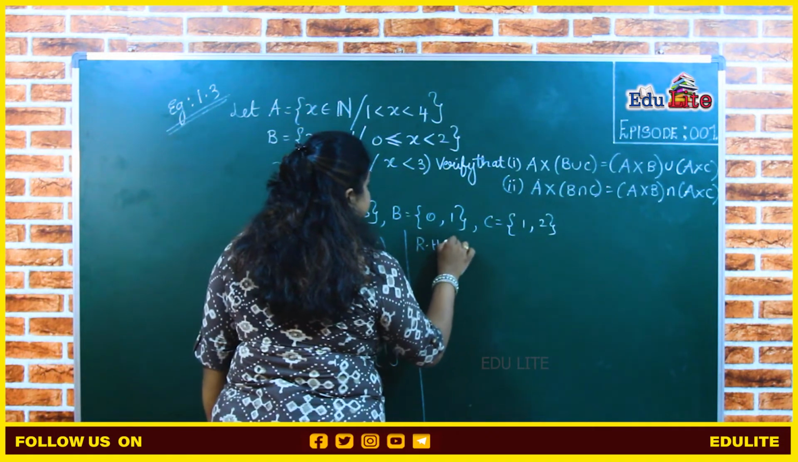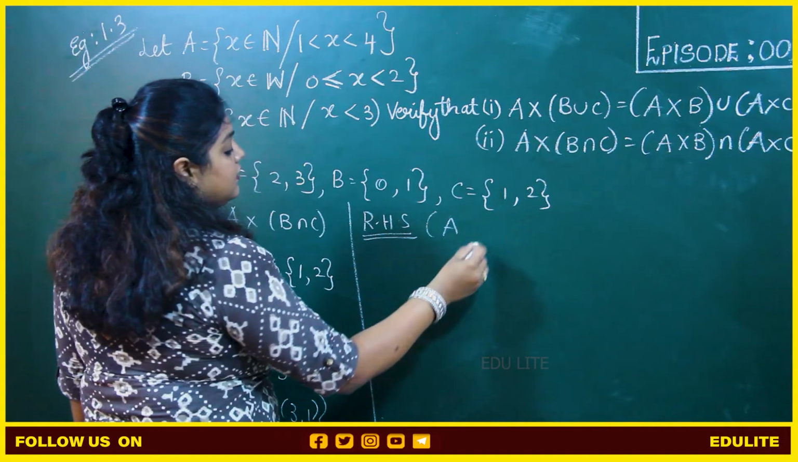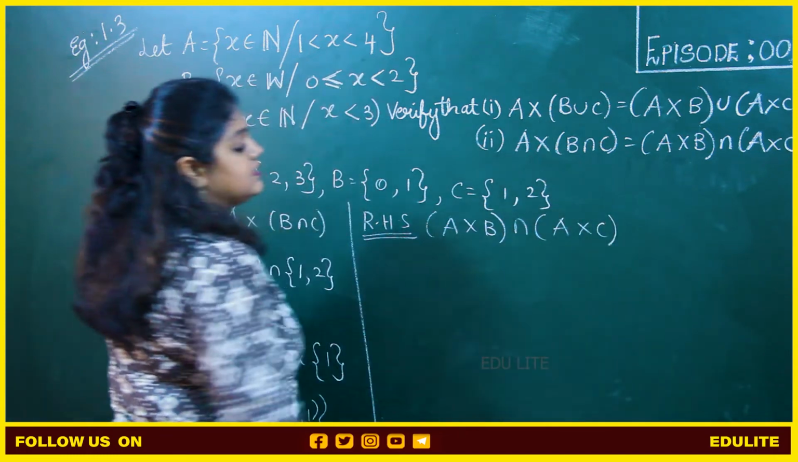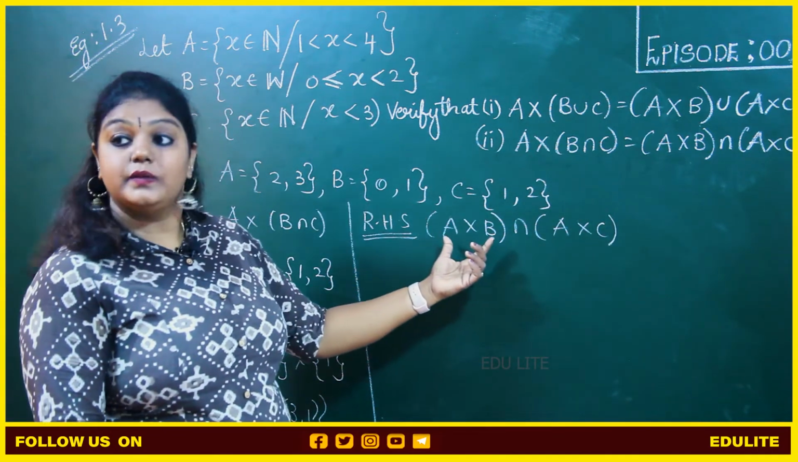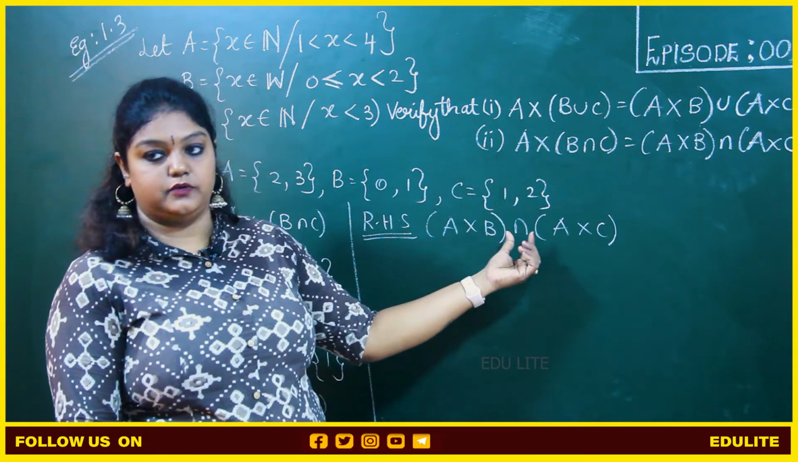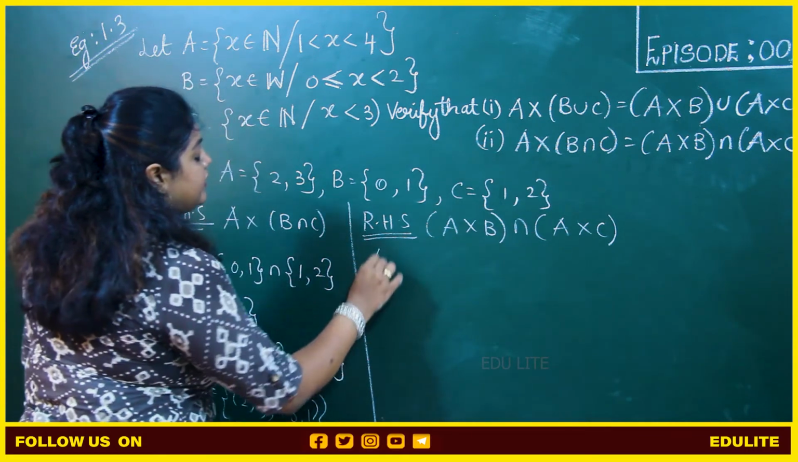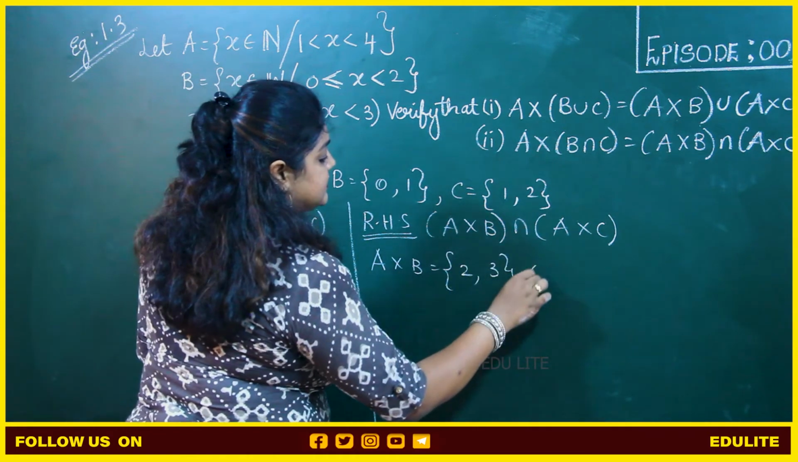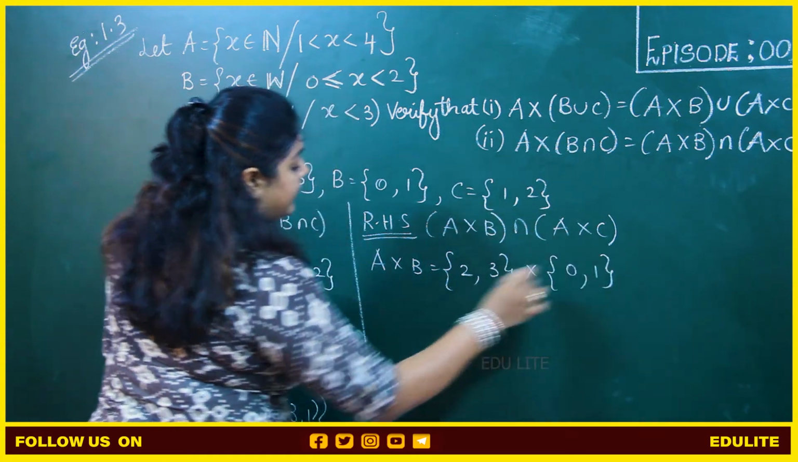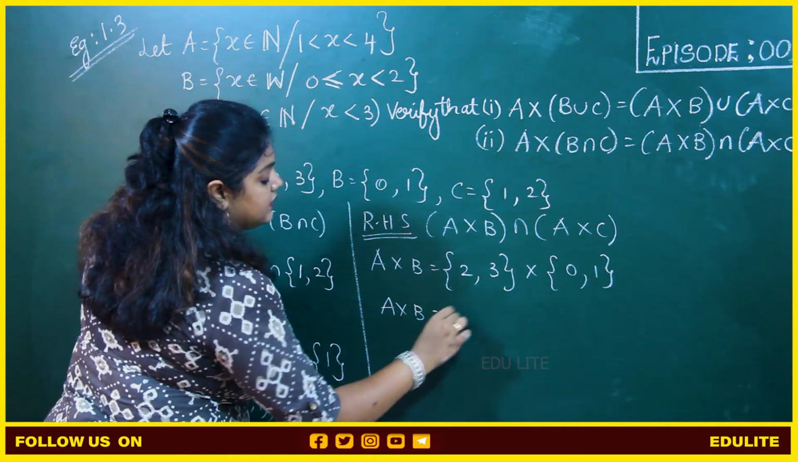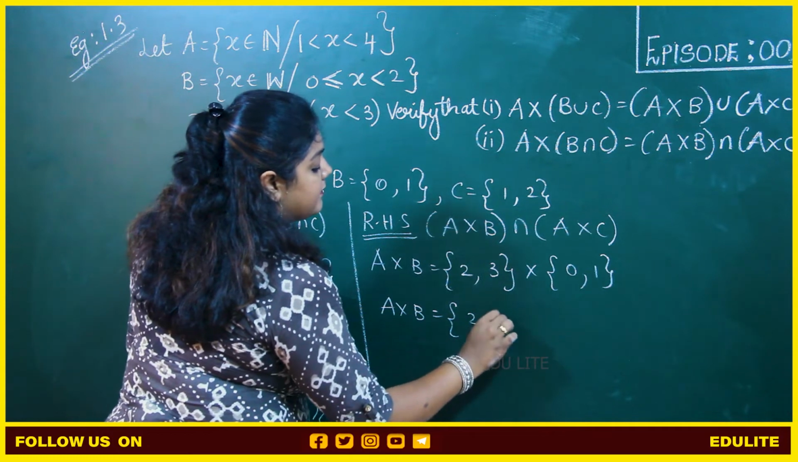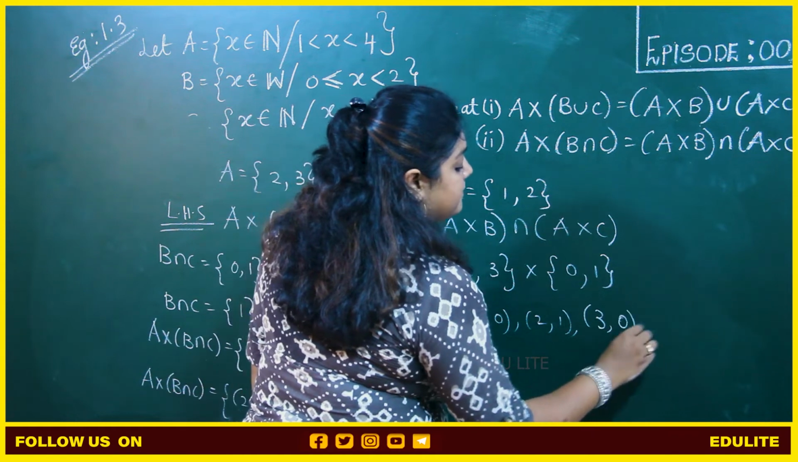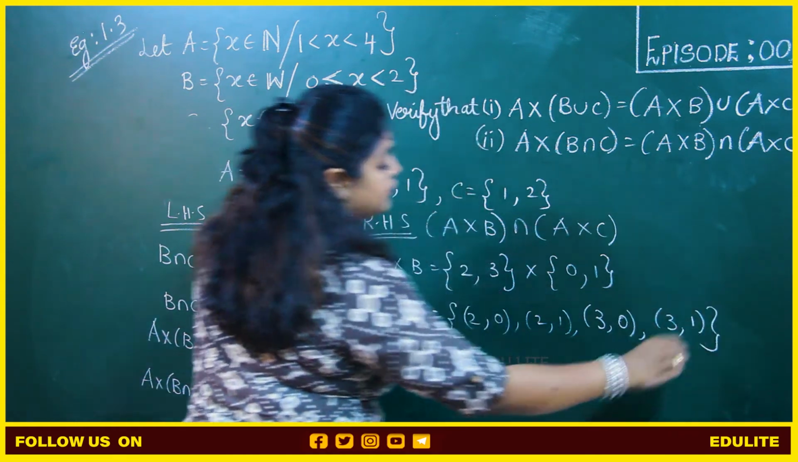Right hand side, the question is given as A cross B intersection A cross C. So we will go step by step. We know that we have to complete within the brackets first, then we will move on to the intersection portion. So first I will do A cross B. A cross B is set A cross set B. So A cross B is the set of all ordered pairs (2, 0), (2, 1), (3, 0), (3, 1). So one portion we have completed.